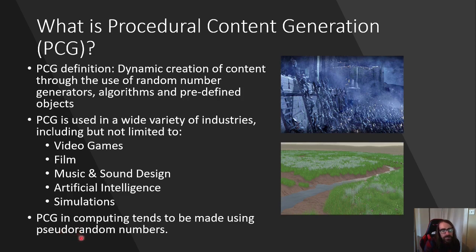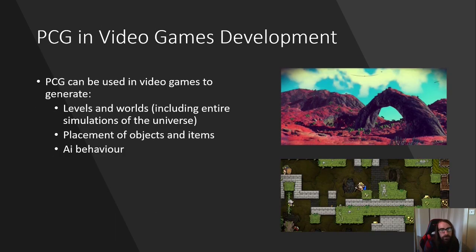It says here, PCG in computing tends to be made using pseudo-random numbers. So that's quite important because we want a certain level of randomness, but not too much randomness. We don't want it to be chaotic. We want to control how random our simulation is.